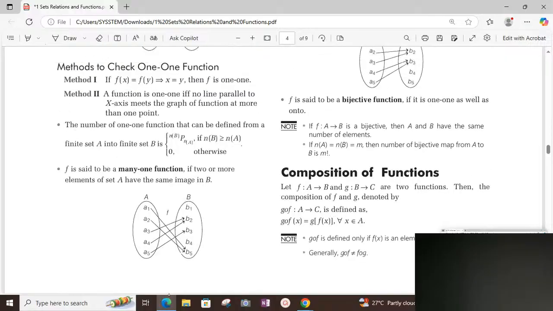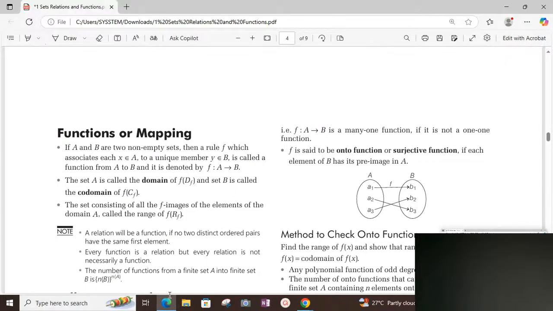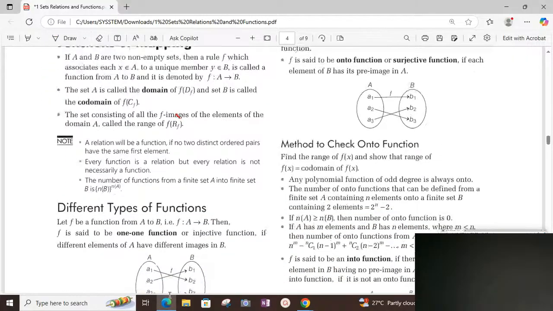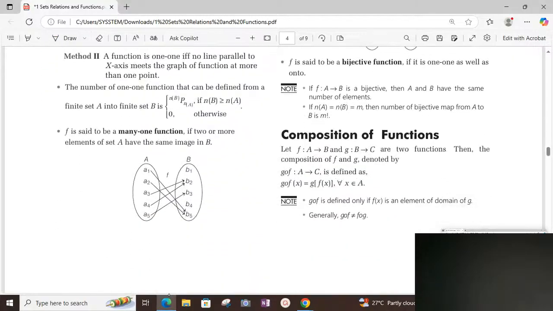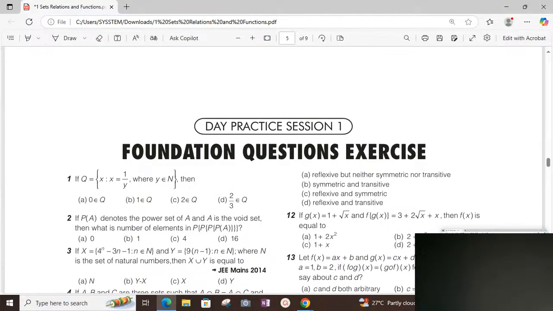In the next class, we shall discuss function or mapping. Let's see some examples or exercise problems of relations and functions.